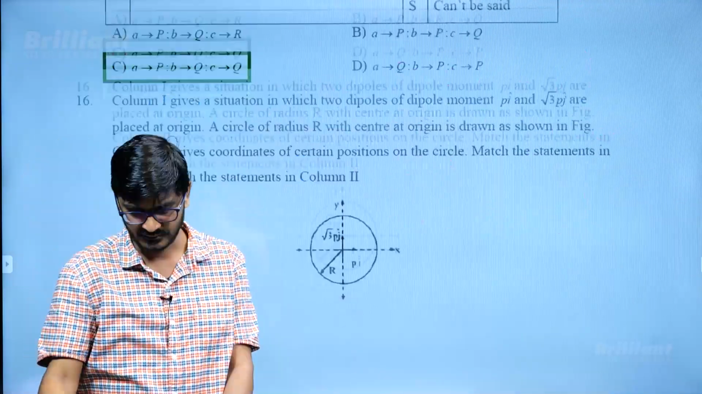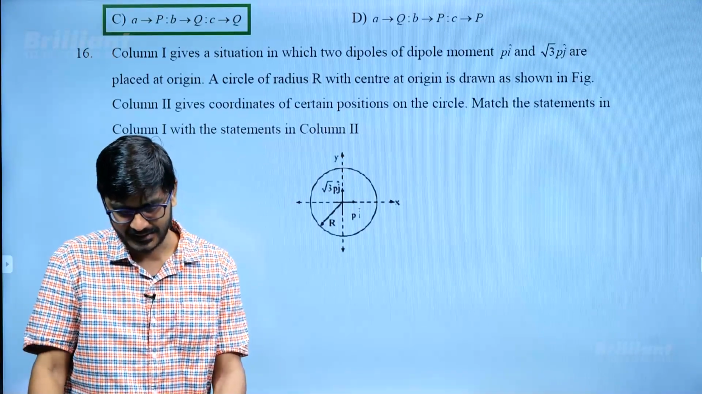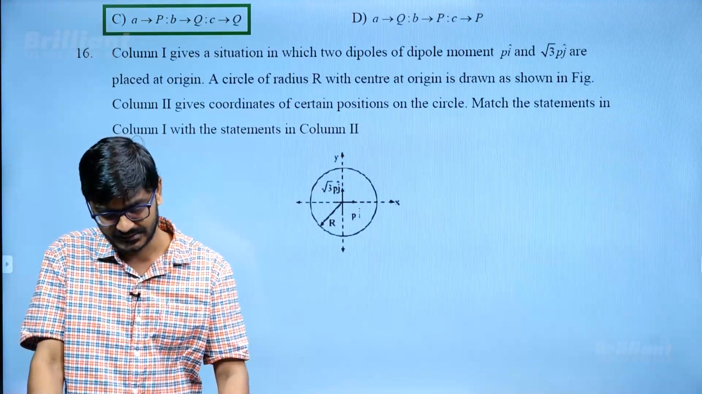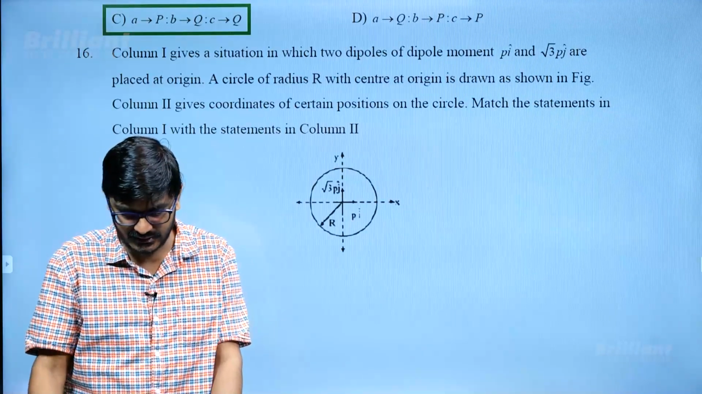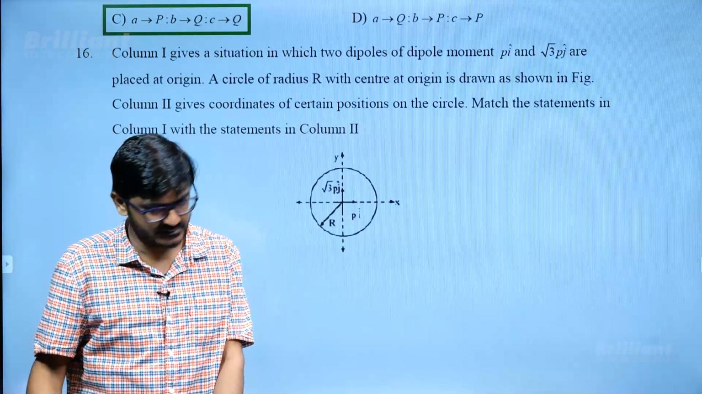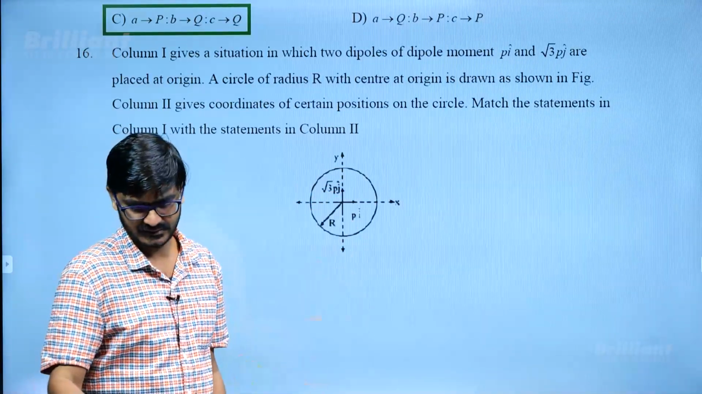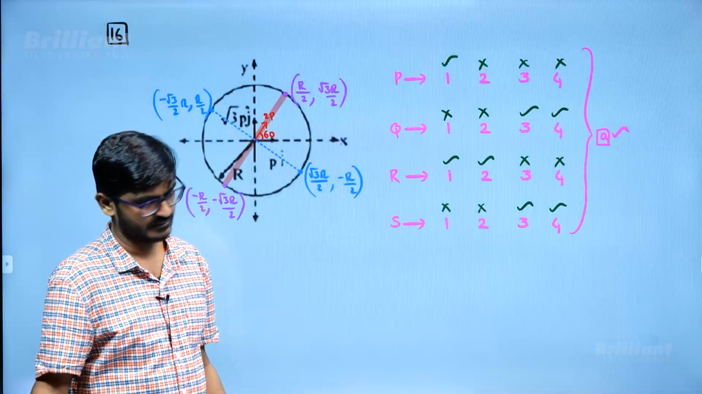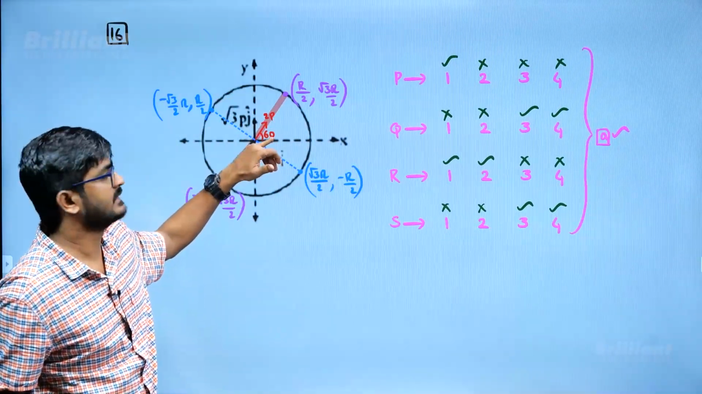The next question, column 1 gives a situation in which two dipoles of dipole moment P i cap and root 3 P j cap are placed at the origin. A circle of radius r with center at origin is drawn as shown. You need to match. So what will be the net dipole moment? Net dipole moment will be the vector summation of these two. So that is going to be 2p along this direction, which will be making an angle of 60 degrees.